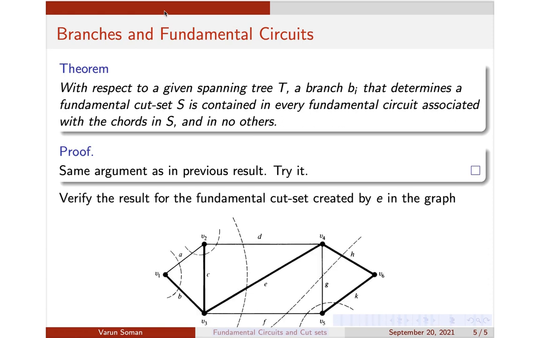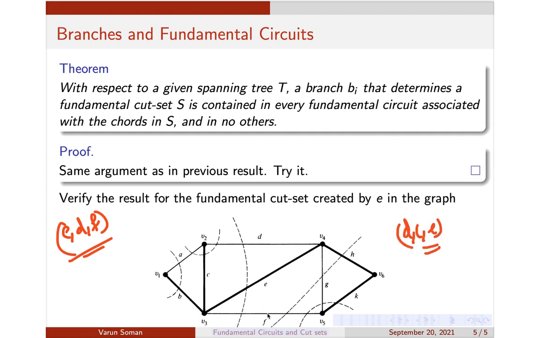And you can also see an illustration here. Suppose I am going to look at the fundamental cut set created by the branch E. What is the fundamental cut set created by E? It is nothing but E, D and F. And look at the fundamental circuit created by D. What is the fundamental circuit created by D? You can see that this graph is there, and the bold lines create a spanning tree. The fundamental circuit created by this D is nothing but D, C and E. It contains E.